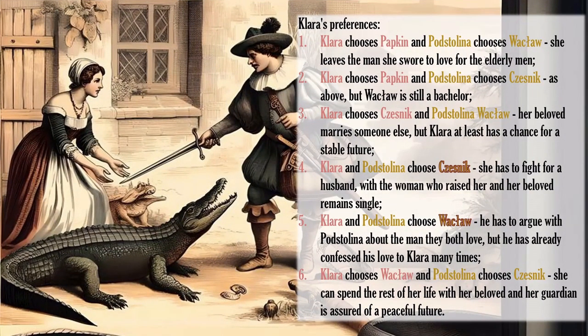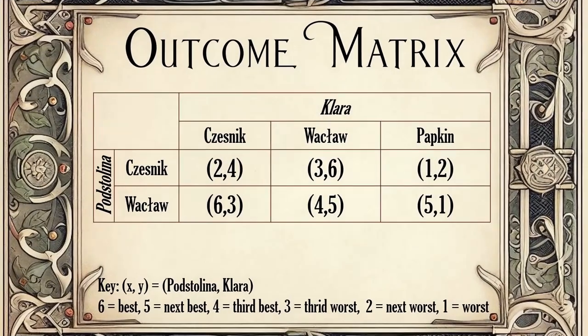Similarly, we can determine Klara's preferences. So the worst outcome for her is being stuck with Papkin, and then Podstolina marrying Wacław. And the best possible outcome is marrying Wacław and then Podstolina choosing Cześnik. Finally, we can complete the matrix of our game to obtain the table given on the slide.